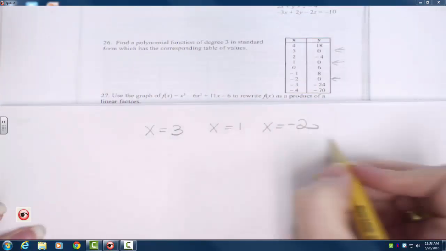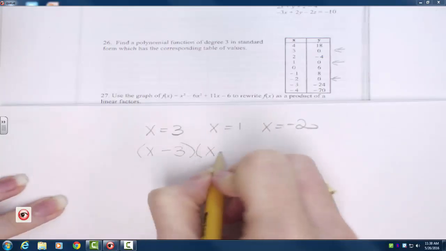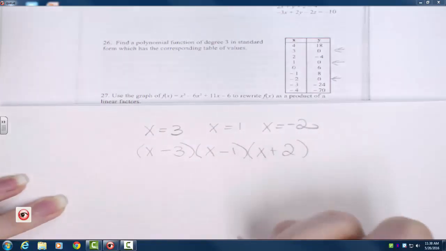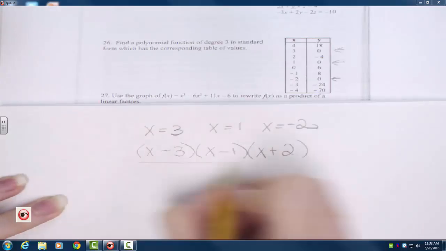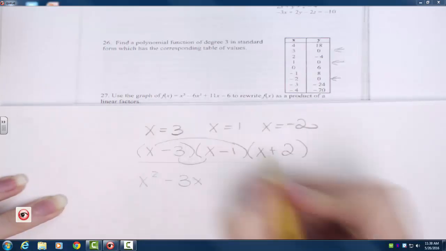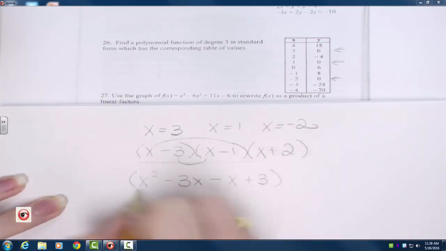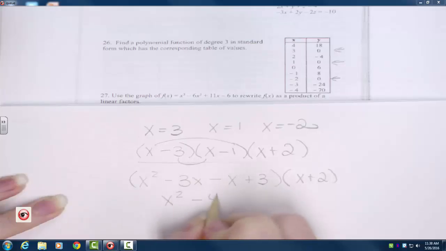Okay, so now change these into factors. X minus 3, x minus 1, x plus 2. That is in factored form. That is not what they want, so you need to change it. So you're going to have to multiply to standard form. So the first 2 is going to become x squared minus 3x minus x plus 3. I'm going to have x squared, that's going to become minus 4x, combining like terms.